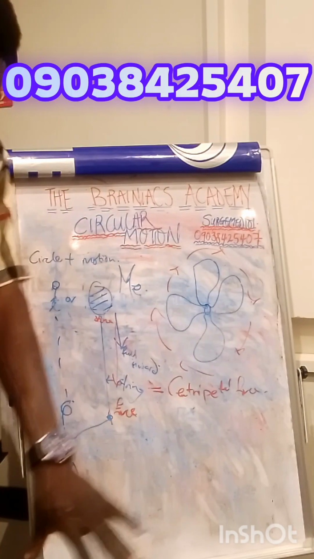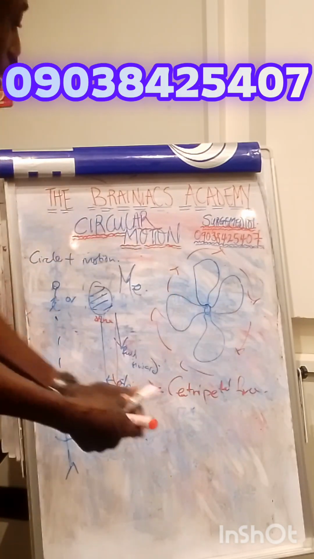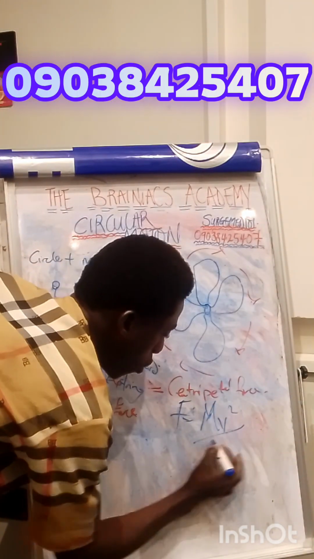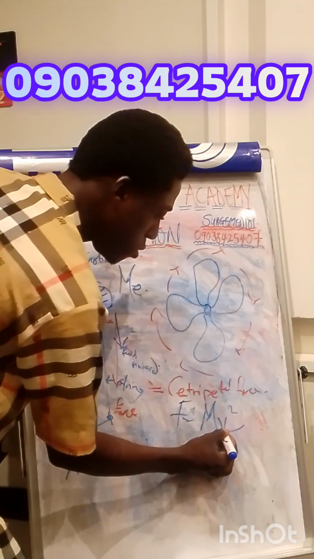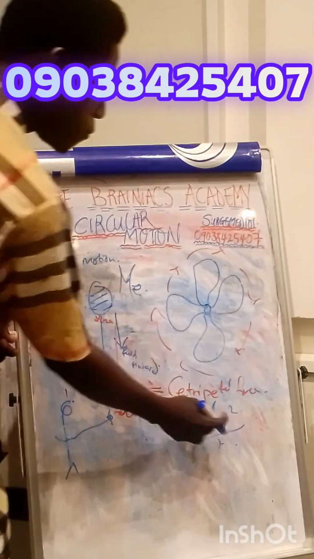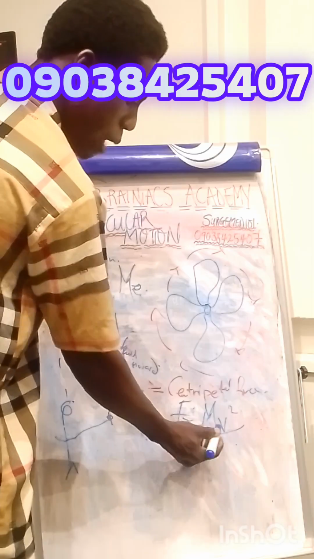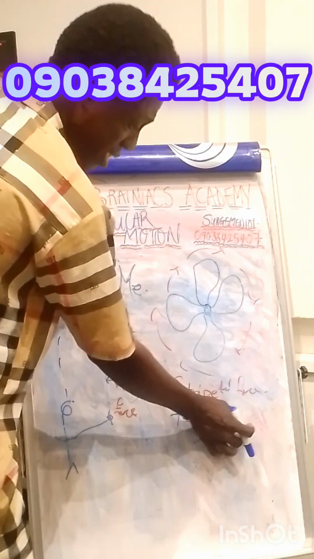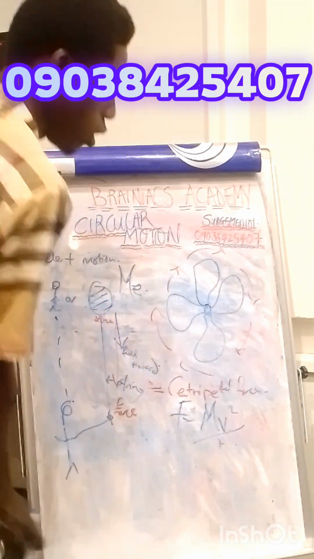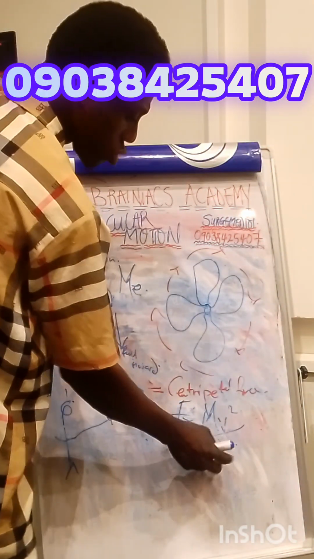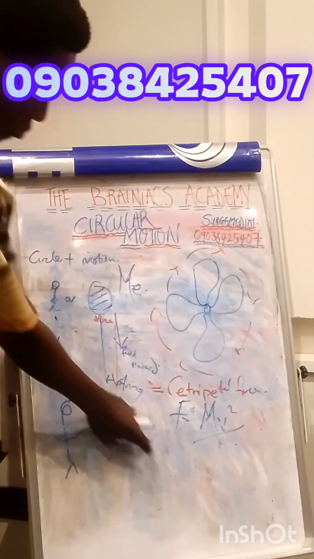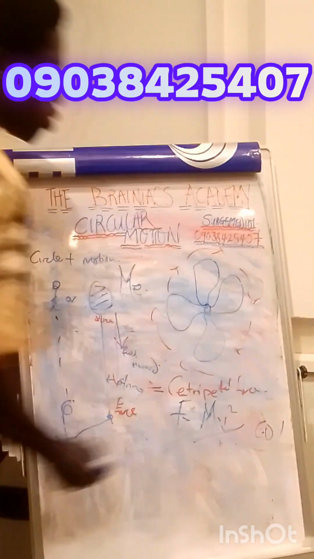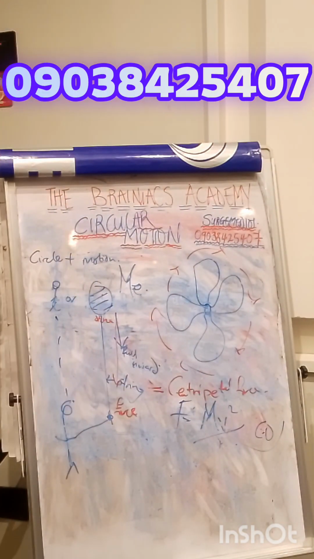So that inward force that is keeping an object or body moving in a circular path is called centripetal force, and the formula is given as what? F is equal to mv square over r. Are you with me? Your m here is given as your mass in kilogram. Your v is your velocity in meter per second. Your r is your radius in meter. Then your force is measured in Newton. So everything will carry Newton.